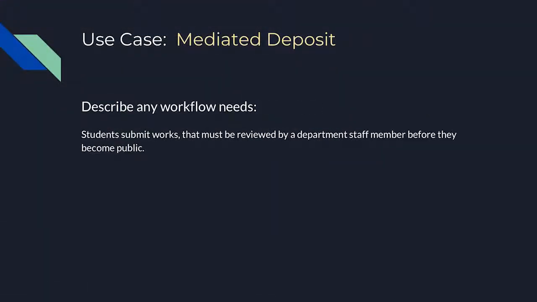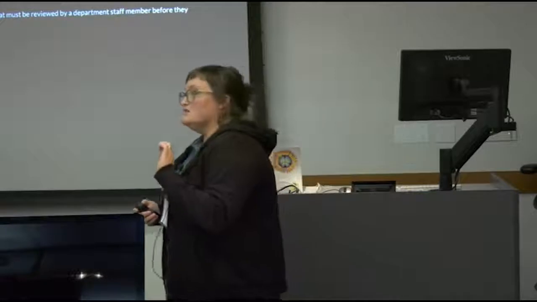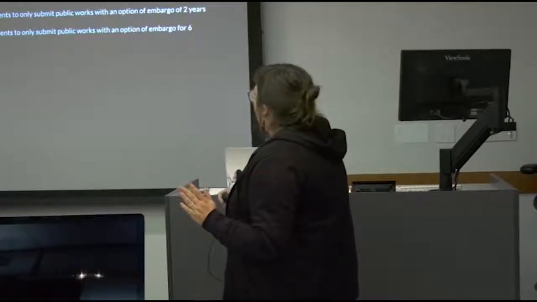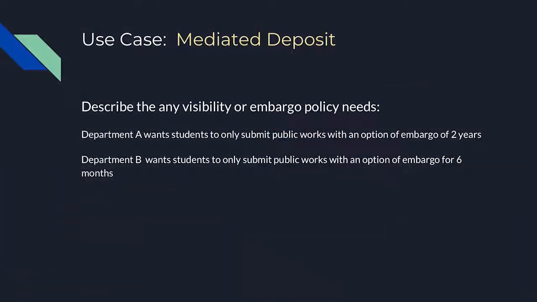So the workflow needs are: a student submits a work, and it has to be reviewed. Students in Department A submit works that need to be approved by Department A. Students in Department B need to submit works that are approved by staff in Department B. Staff in A should not be able to see works by students from B, and vice versa. In addition, Department A only wants students to submit public works with an option of a 2-year embargo. And Department B wants students to submit public works with an option of embargo for 6 months.